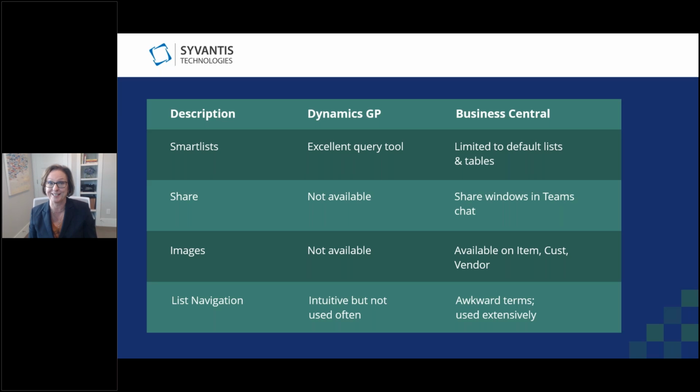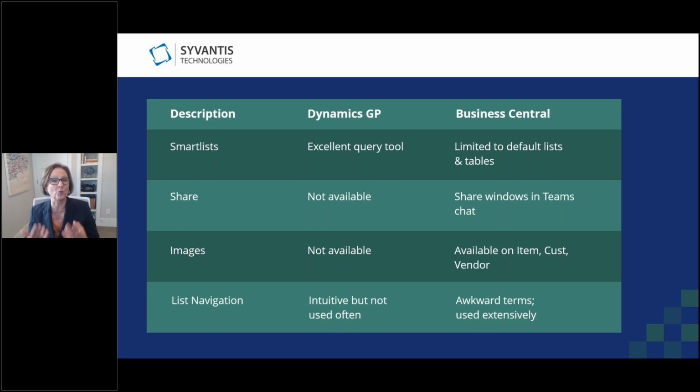Business Central doesn't have a smart list tool. I mean, they call it a smart list, and it's supposed to be a smart list, but it's just not the same as GP. GP is just so intuitive. It's really easy to do the searches on it. It's really responsive. It's super quick. In Business Central, the UI isn't as easy to work with. It's just not as intuitive.